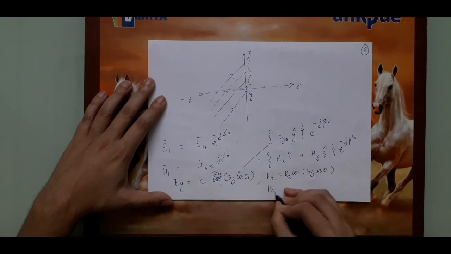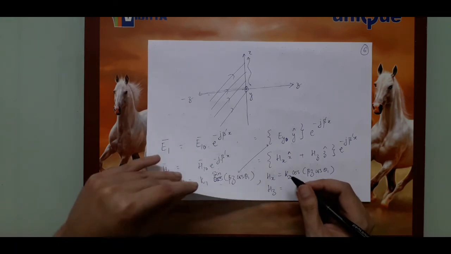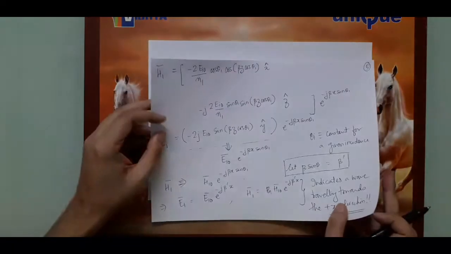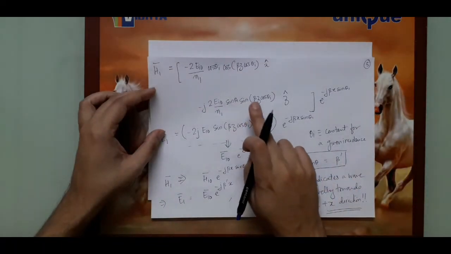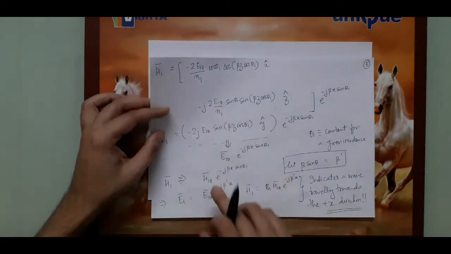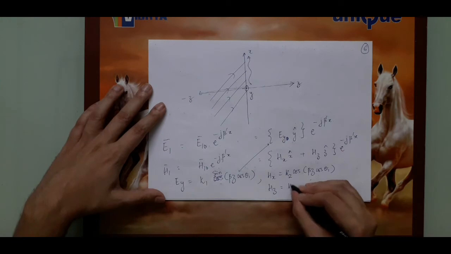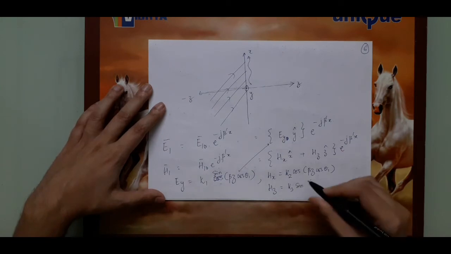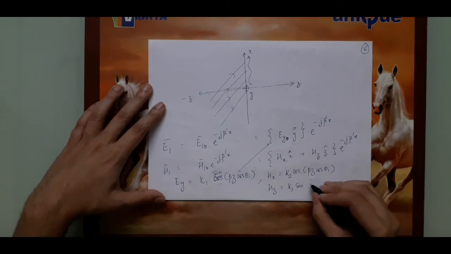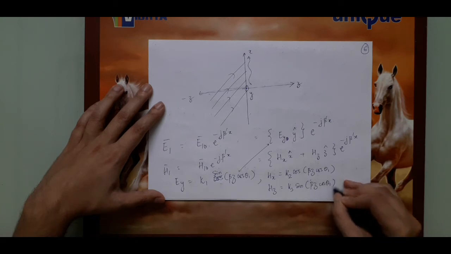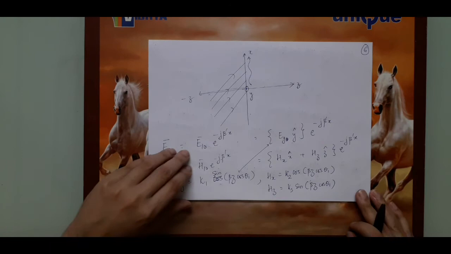and Hz, what we see is again a sine component with some constant, let's say K3, K3 sine beta z cos theta I. Now what does this indicate?